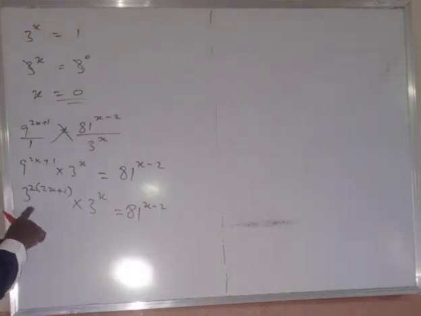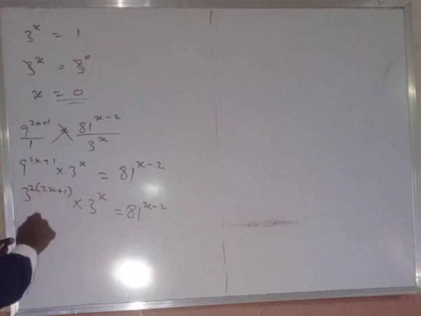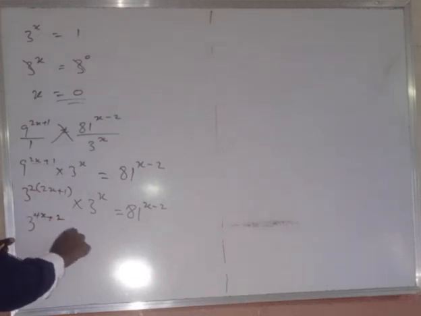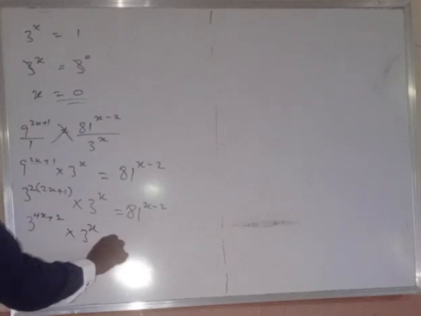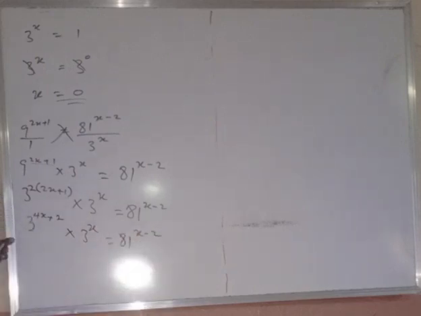Now, base is the same, Abi. Whenever our base is the same, what can happen? Or can we open this bracket first? Okay. Can we write it as 3 raised to power 2 times 2x, 2 times 1, 2. Multiply by 3 raised to power x is equal to 81 raised to power what? x minus 2. Can we see that?